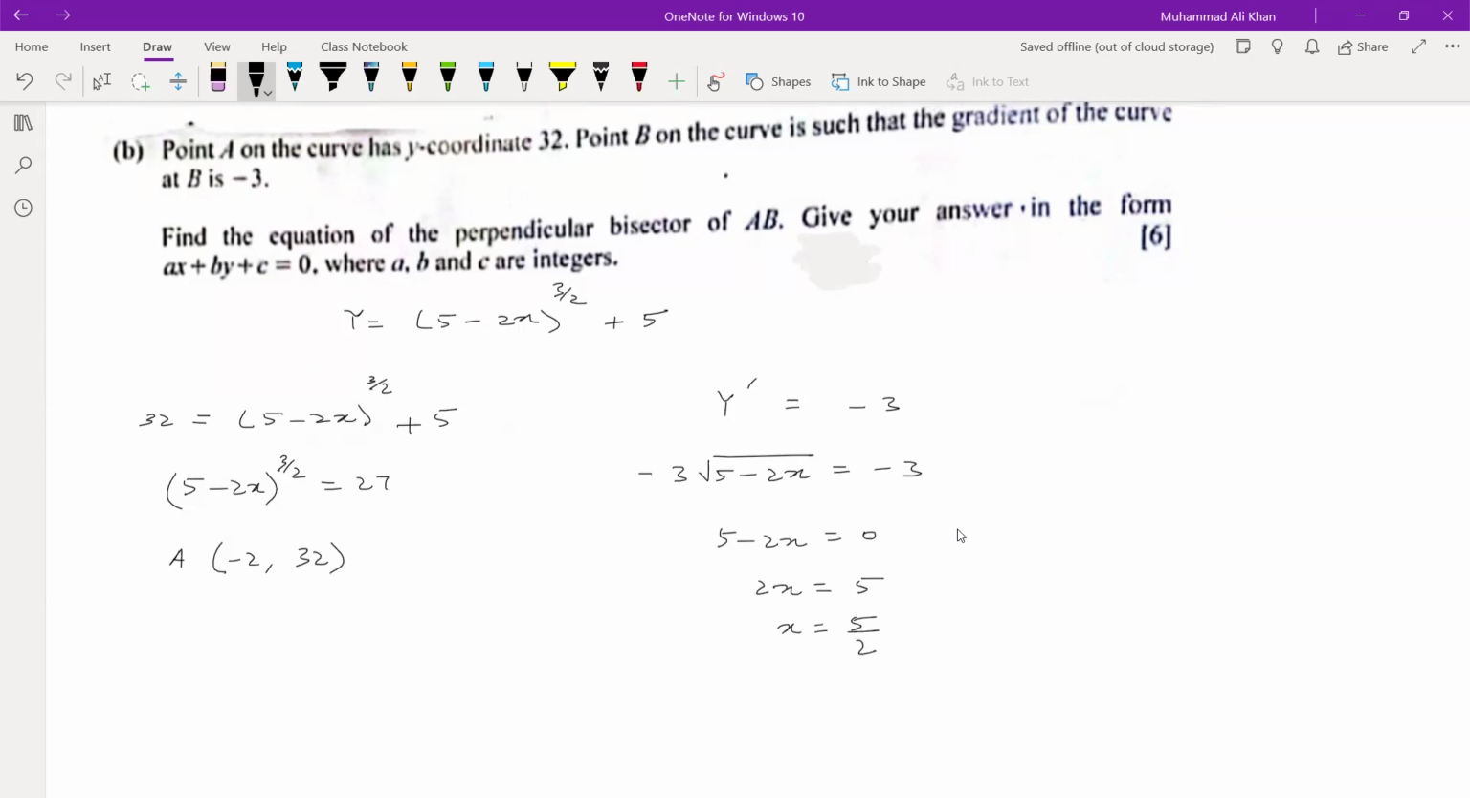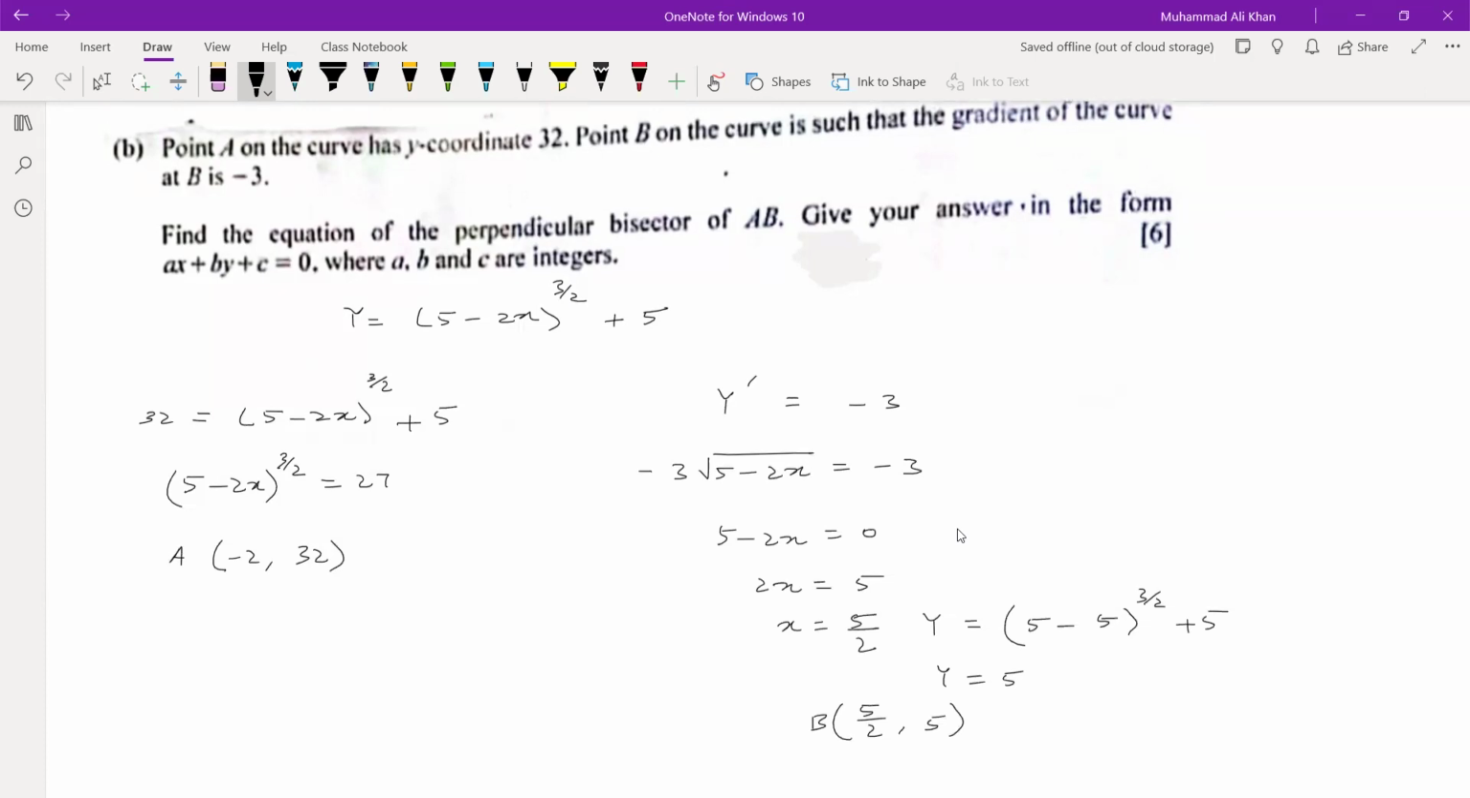If the value of x is 5 over 2, then what is the value of y? Just replace x by 5 over 2. So it will be 5 minus 2 into 5 over 2, which is 5 power 3 upon 2 plus 5. So the value of y is 5. So the coordinates are 5 over 2 comma 5. These are the coordinates of B.